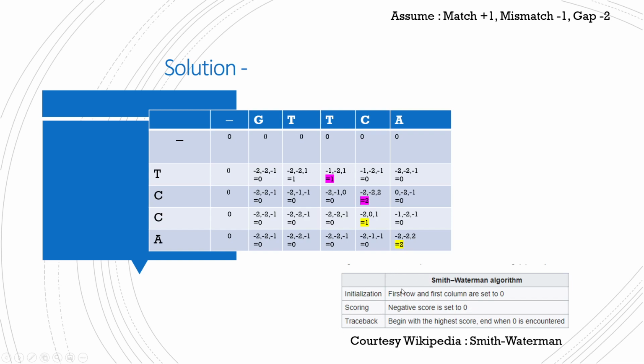Again, this part is courtesy Wikipedia. You can go look up the Wikipedia. The link is very long, so I just put the name. If you go on Wikipedia and search for Smith-Waterman, you should come to this page, and you can then look at the nuances of this algorithm.